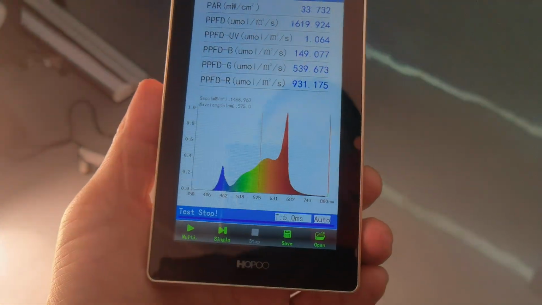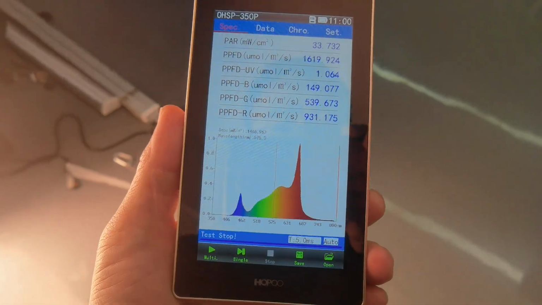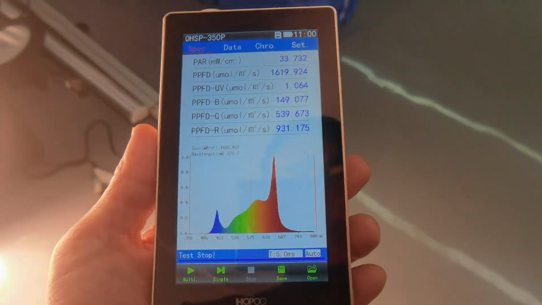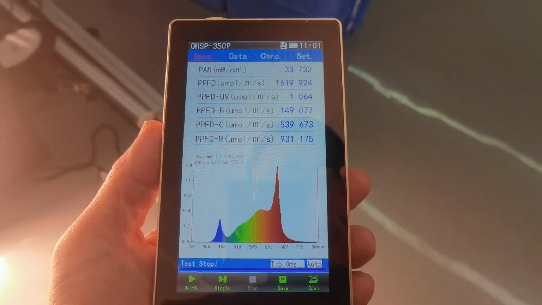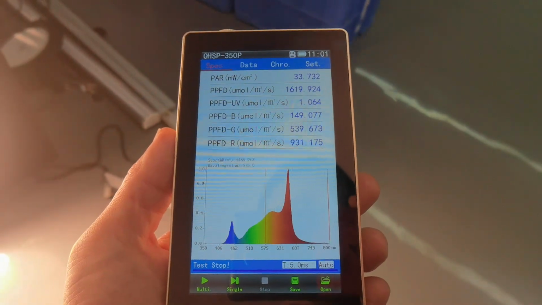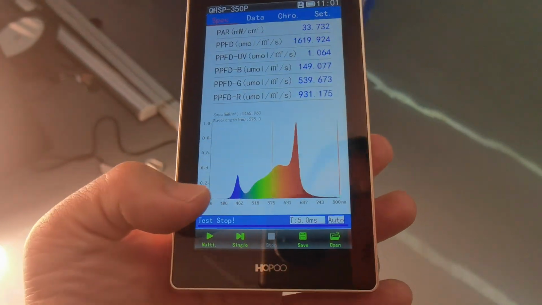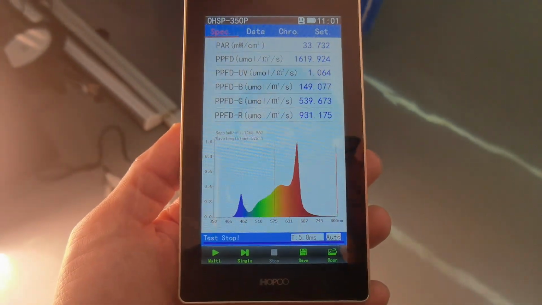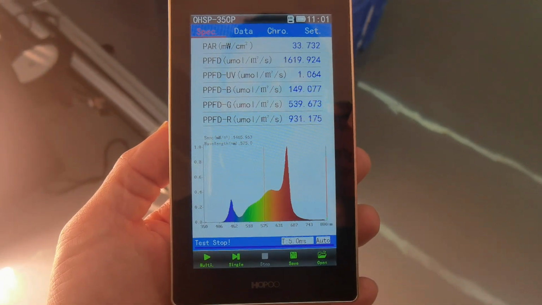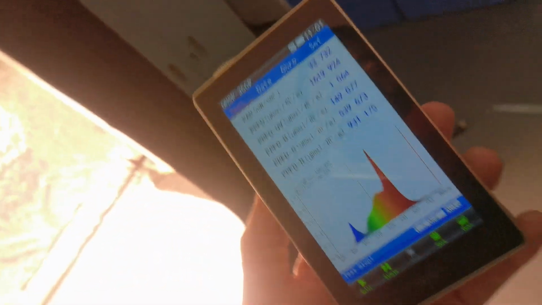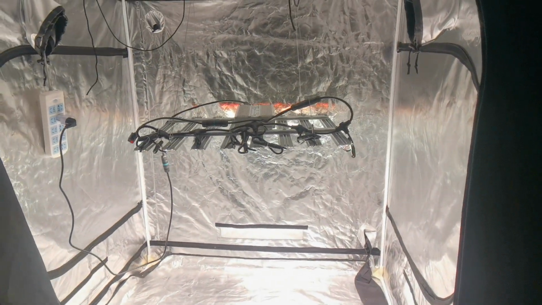You can see how high the deep red is, and the PPFD is about 1600. And this one is with the 3000 Kelvin chips plus deep red. Yeah. Okay.